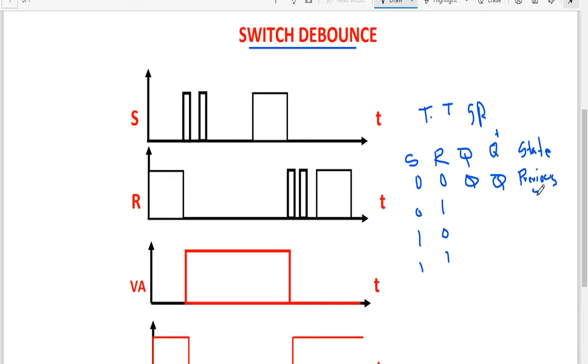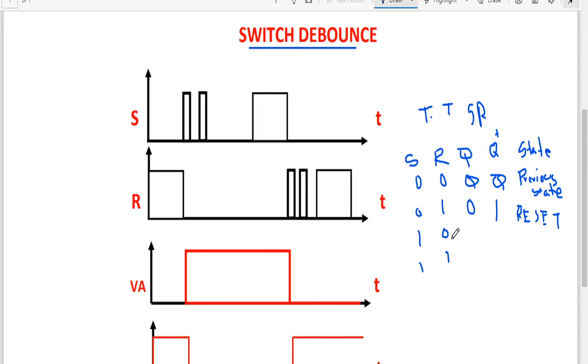This is your previous state when it is 0 0. When it is 0 1, what is that? We are going to tell it as a reset state. The Q value is 0, Q bar is going to be 1, that is the next state. We call it as a reset state.